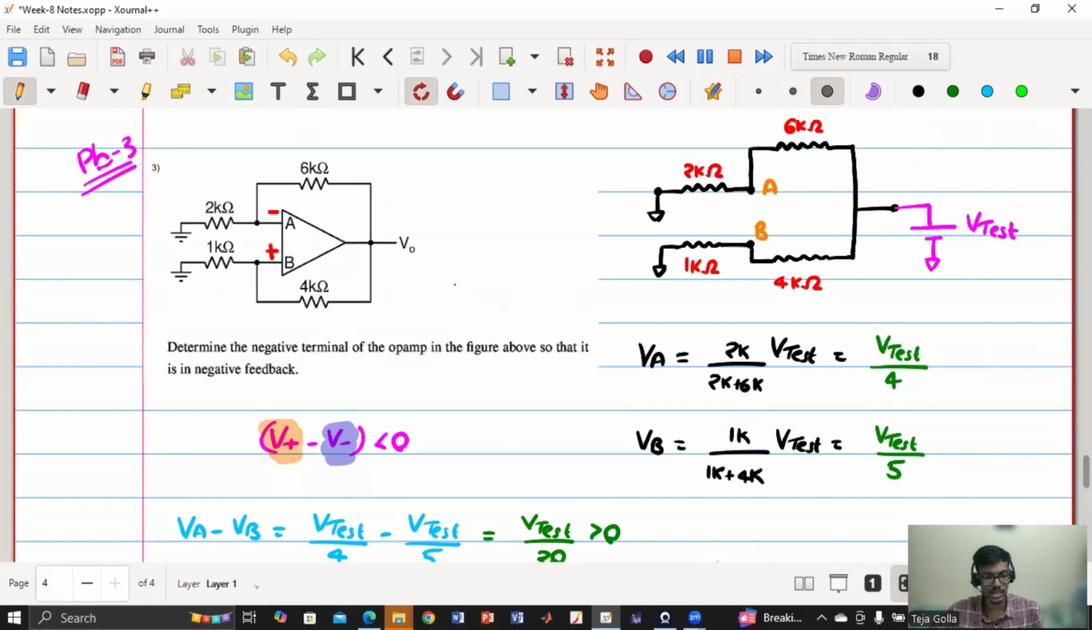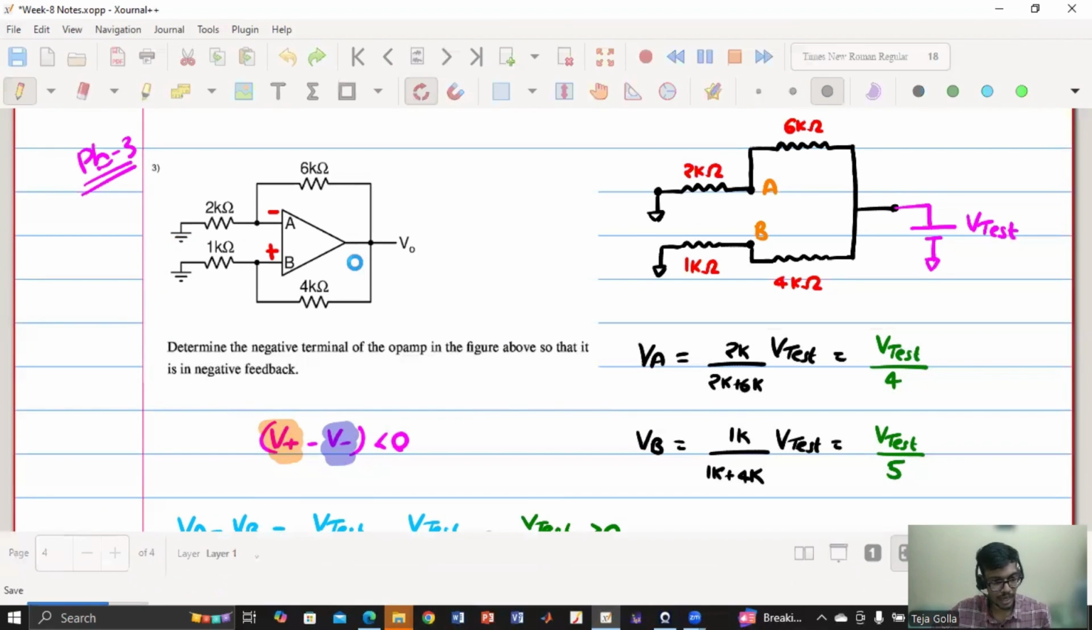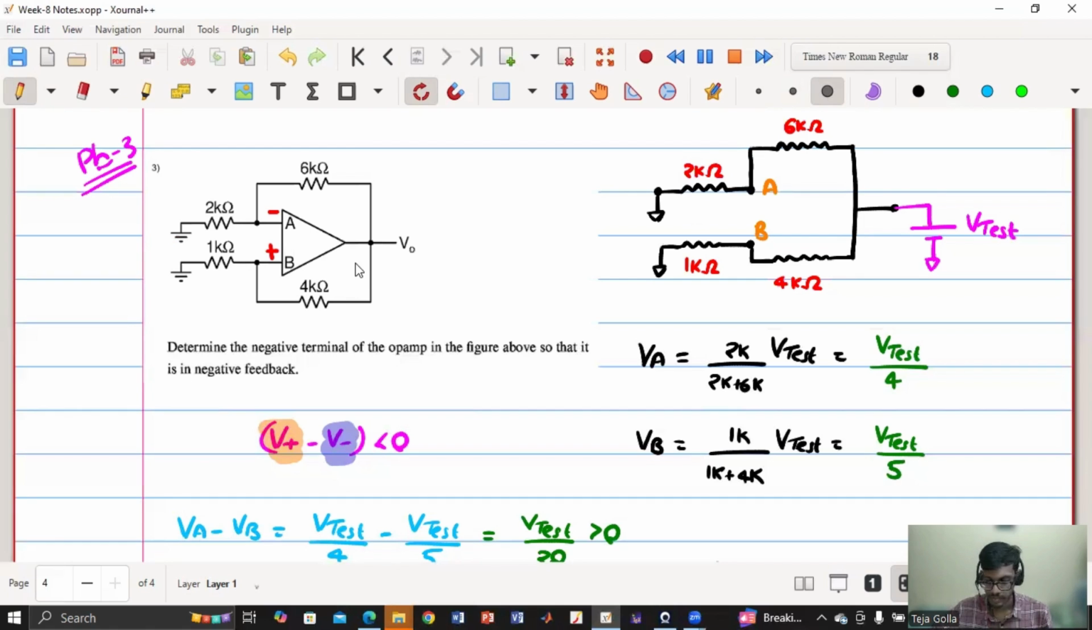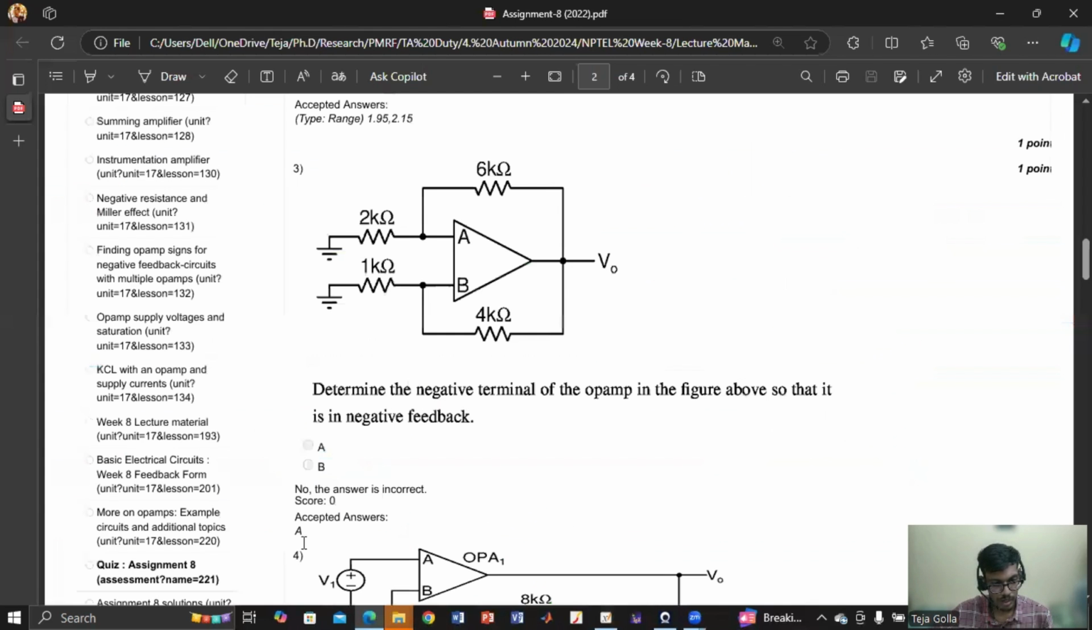Now they're asking to determine the negative terminal of the op amp. So in this scenario, what is the negative terminal of the op amp? A or B? A. Yes. So let us go and check. So the negative terminal is A. So they are asking which is the negative terminal.